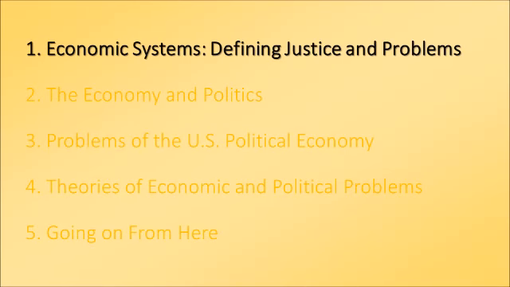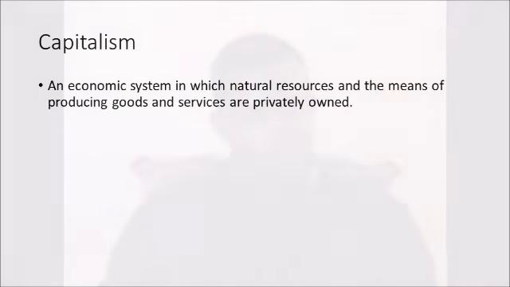Economic systems defining justice and problems. One way to think about economy is in terms of justice. The operation of the economic system determines who gets what and is built on claims about what is fair. The operation of the economy also has a lot to do with what issues end up being defined as social problems. We begin with a brief look at the two broad economic models, capitalism and socialism.